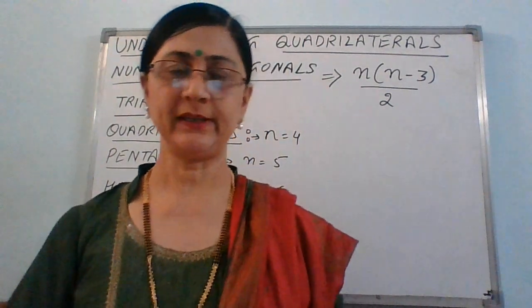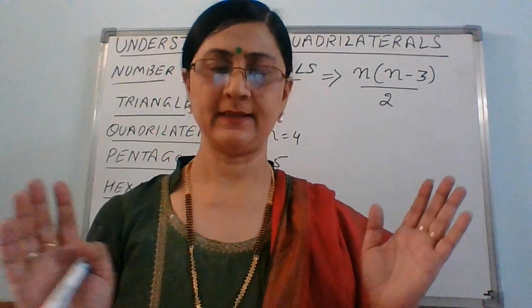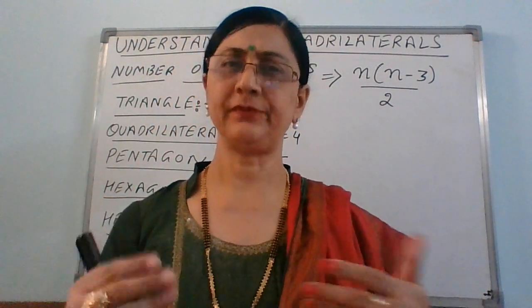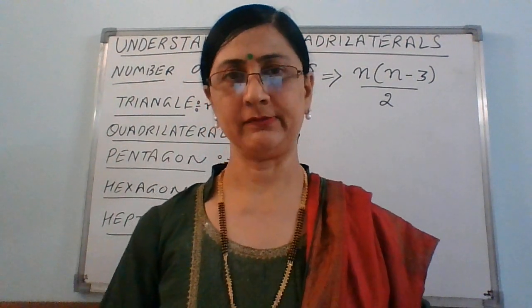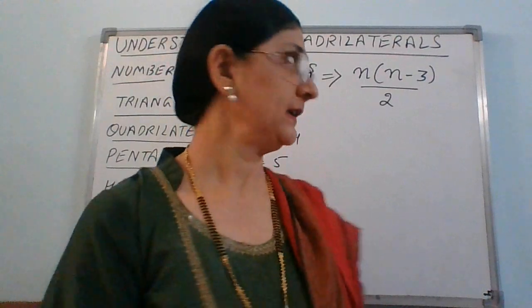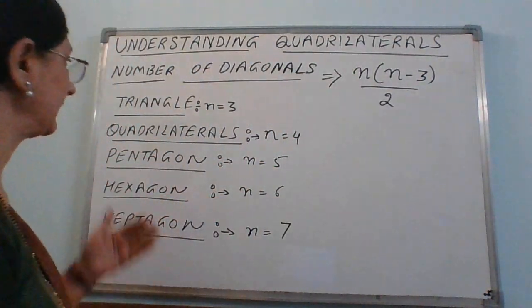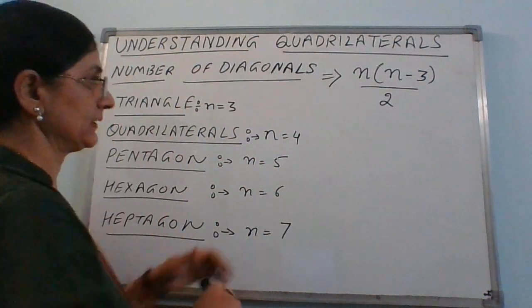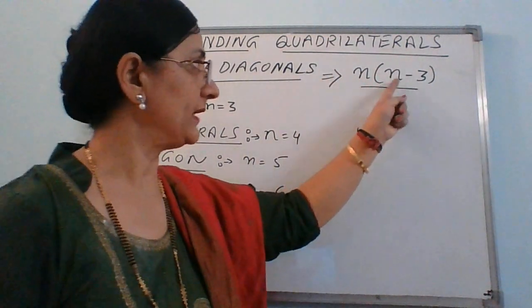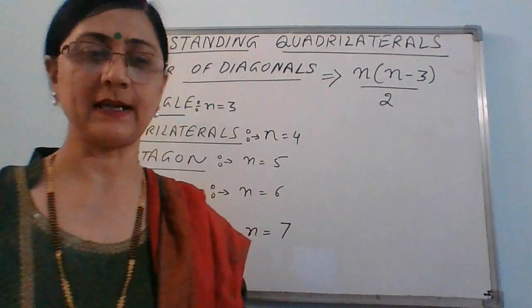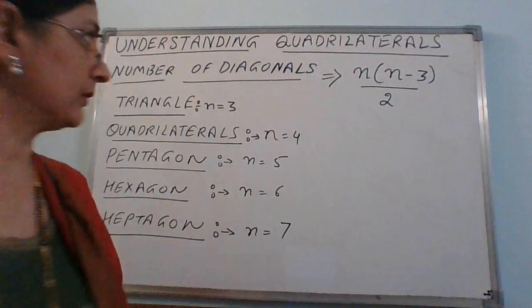Okay, children. Now let us talk about the number of diagonals. In quadrilateral, different types of polygons, you should know how many diagonals they have, right? How many diagonals we can make in a pentagon, hexagon, heptagon, and whatever it is. So let us calculate. There is a formula. n means the number of sides. n into n minus 3 upon 2. You just have to substitute the value of n.